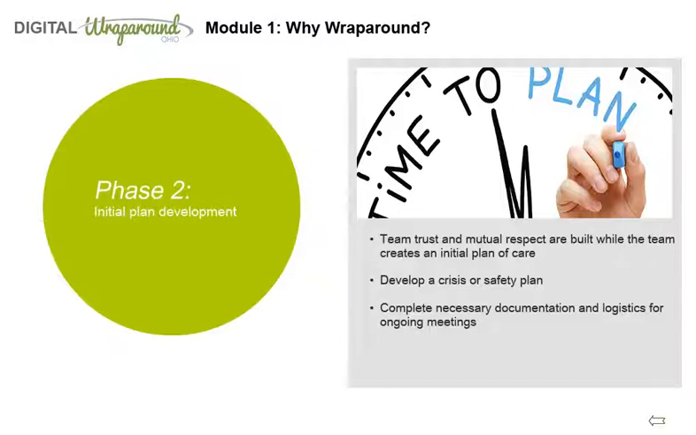This phase should be completed during the first one or two meetings that take place within 1 to 2 weeks, a rapid time frame intended to promote team cohesion and shared responsibility toward achieving the team's mission or overarching goal. It may take several weeks to get the plan fully together, as work in between meetings and researching options has to occur. During this phase, the facilitator helps the team produce the following: an initial plan of care, a crisis or safety plan, and complete necessary documentation and logistics for ongoing meetings.